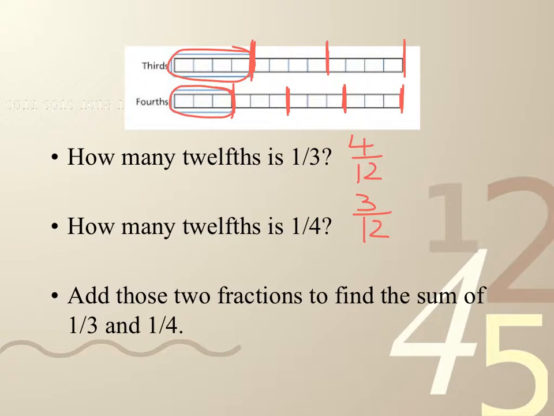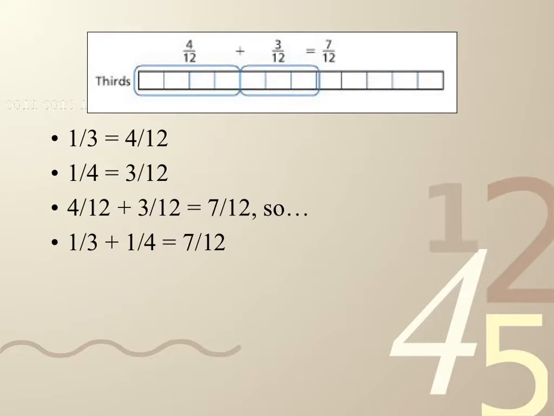Now that you know how many twelfths both of these fractions are equivalent to, we can add 4 twelfths plus 3 twelfths, which equals 7 twelfths, to find the sum of 1/3 and 1/4. Here is an example of putting those two equivalent fractions together on the same fraction bar. Now that they are the same size pieces, they're all twelfths, you can see that adding 4 twelfths with 3 twelfths is just putting them next to each other for a total of 7 twelfths.